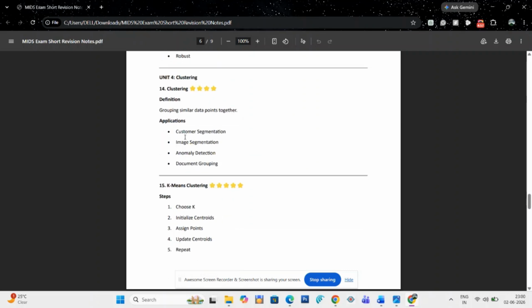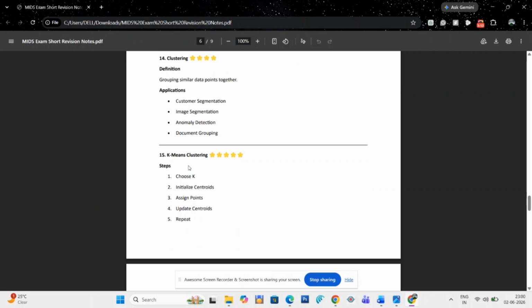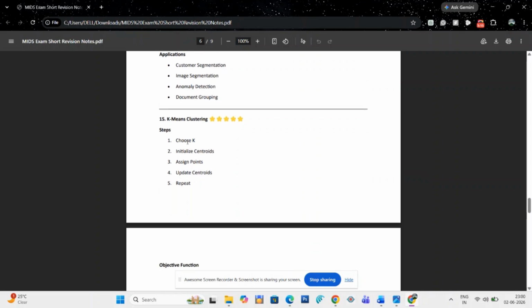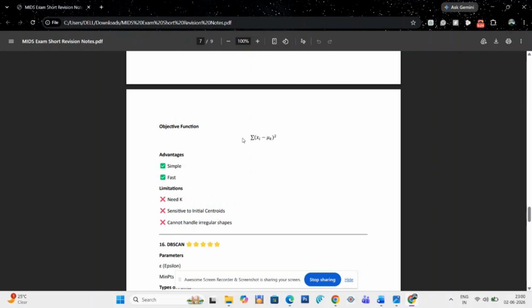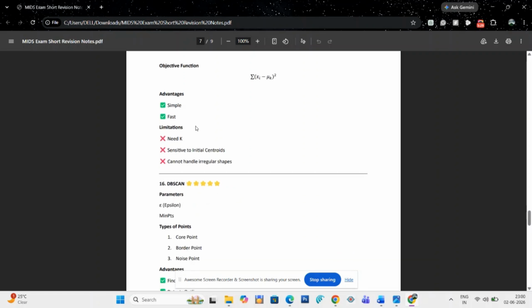Unit 4, clustering. In the clustering concept, first is clustering itself, grouping similar data points together. Applications of clustering: customer segmentation, image segmentation, anomaly detection, and document grouping. Then k-means clustering. Steps of k-means are choose k, initialize centroids, assign points, update centroids, and repeat until the centroids do not change. Objective function is summation of xi minus mu k squared. Advantages are simple and fast. Limitations are need to choose k, sensitive to initial centroids, and cannot handle irregular shapes.